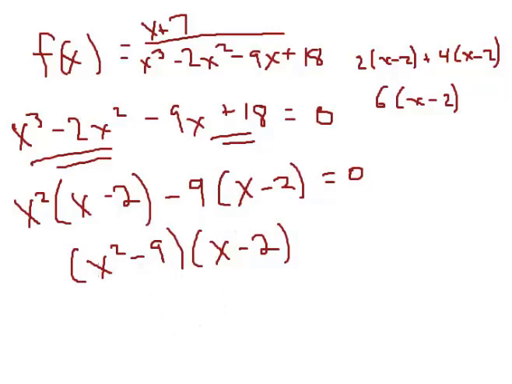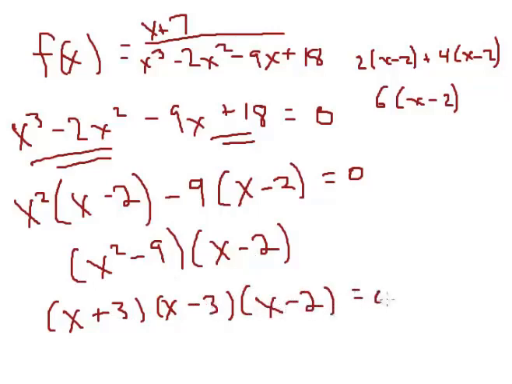Now we can factor. Look at this. X squared minus 9 is the difference of two squares. So we can change this into two binomials, x and x. Remember, there's no middle term, which means it has to be positive and negative the same number, which in this case, of course, is 3. X plus 3, x minus 3. We still have the x minus 2 equals 0.